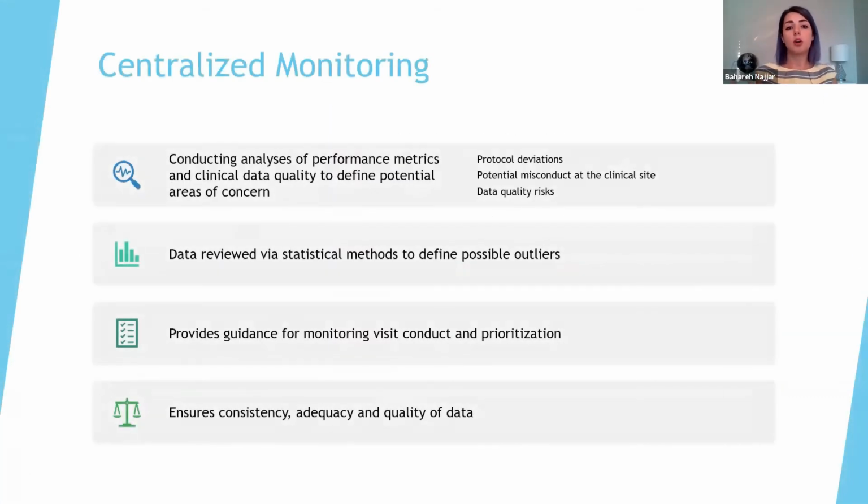We also have something called centralized monitoring. Centralized monitoring is not done by the CRAs, it's done by the operations team. It basically consists of conducting analyses of performance metrics and clinical data quality to define potential areas of concern. Areas of concern could be protocol deviations, potential misconduct at the clinical site, or data quality risks. Data are reviewed via statistical methods to define possible outliers.